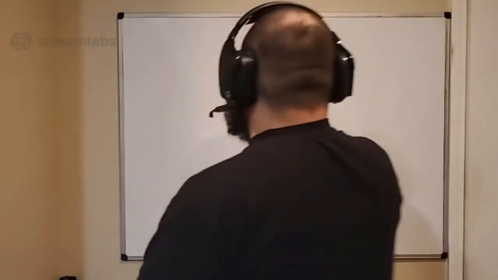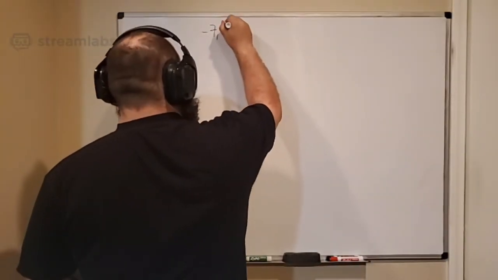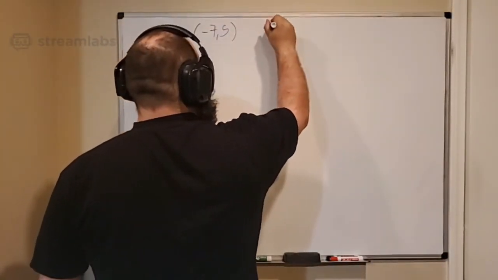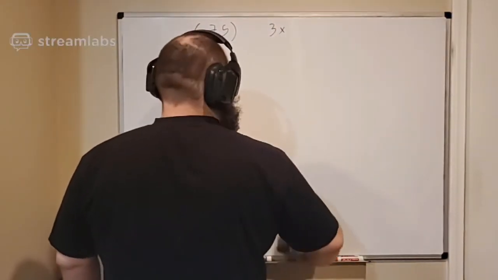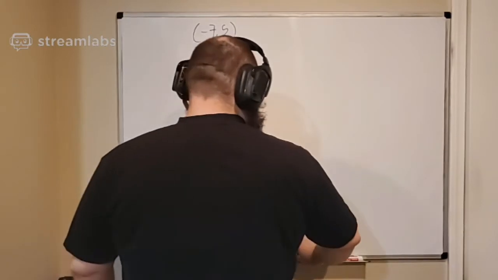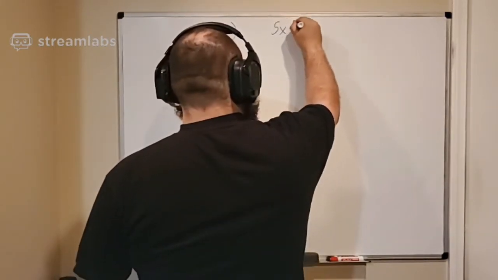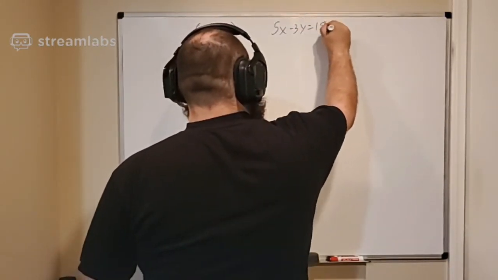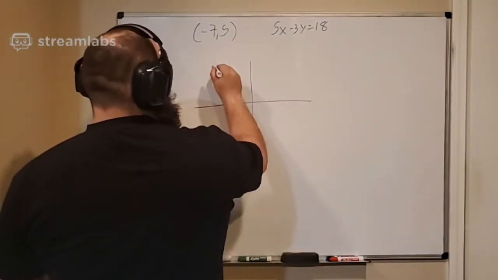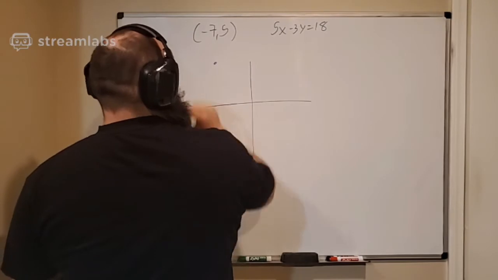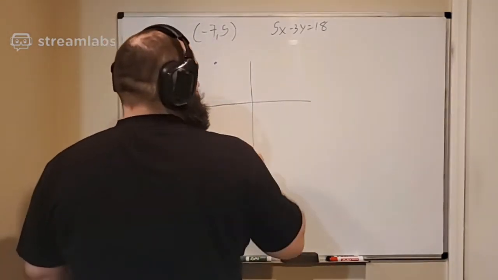So negative 75, 5x minus 3y equals 18. Okay, so they want us to reflect said point. First thing I would do is sketch the point and the line. So if you need to graph the line, however you need to graph it, it's up to you.